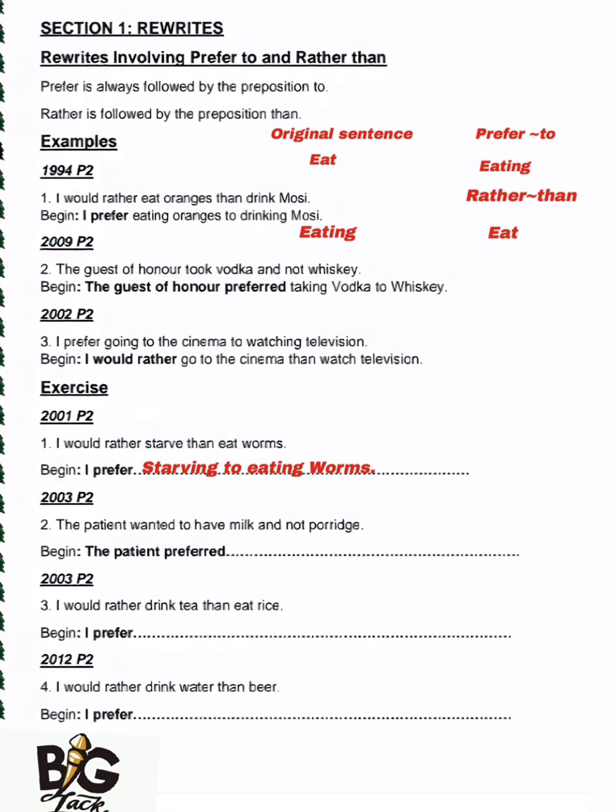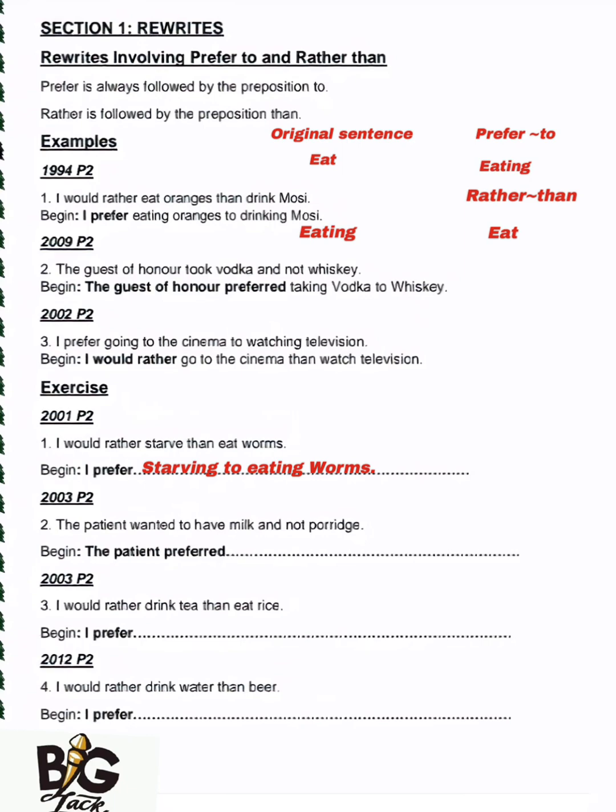Then the next question, which came in 2003 paper 2, was saying, "The patient wanted to have milk and not porridge." So remember, "and not," you need to exclude it. Remember on question 2 for the examples, it was saying, "The guest of honor took vodka and not whiskey." The rewrite was, "The guest of honor preferred taking vodka to whiskey." Since we are using "prefer" or "preferred," I'm going to say, "The patient preferred."